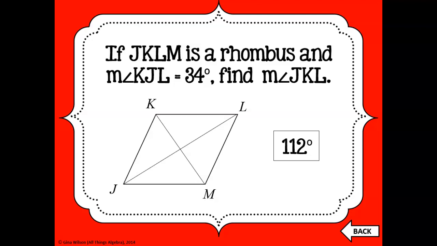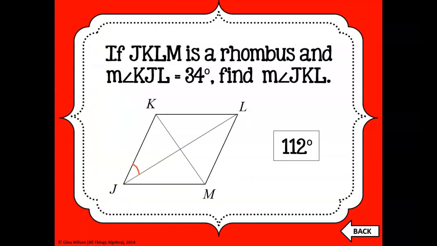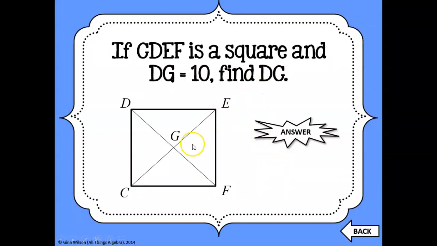All right, so 34 and 34. So this whole thing is 68, right? So that means JKL is 180 minus 68. I did it. All right, let's try the next one. Nope, don't have to. Here we go. We just did one like that.